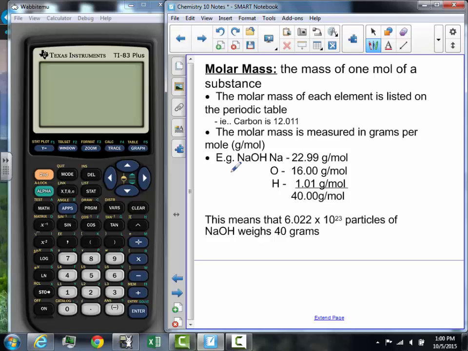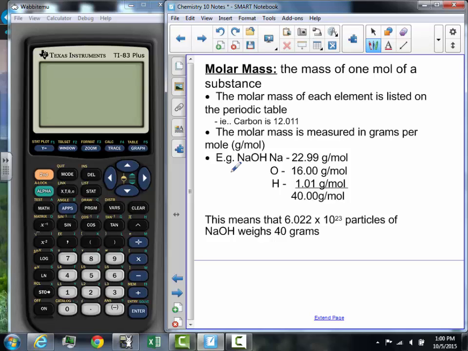So there is a number on our periodic table that I've kind of told you to ignore for the last little while, and it's a decimal number. Like for example, hydrogen is 1.01, or helium I believe is 4.00. You guys, can you find those numbers on a periodic table? You know where I'm referring to? Okay. Those are called a molar mass. And that is the average weight of that element.